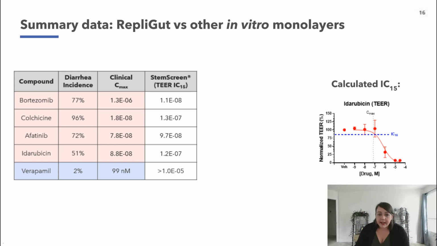So if we look on the right-hand side, how we calculated these IC15s is where we saw about a change at 15% off of the vehicles. So that would be that blue dotted line right here. So you can see in the table to the left, the StemScreen tier IC50s were similar to the clinical Cmaxes. And if anything, they were more sensitive, finding toxicities at lower doses than the clinical Cmax.